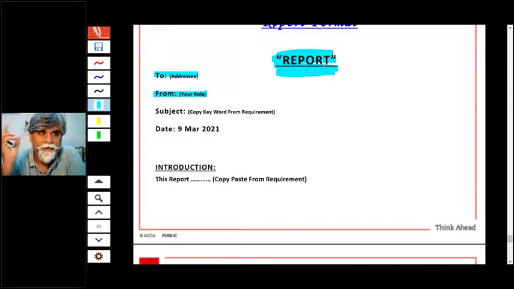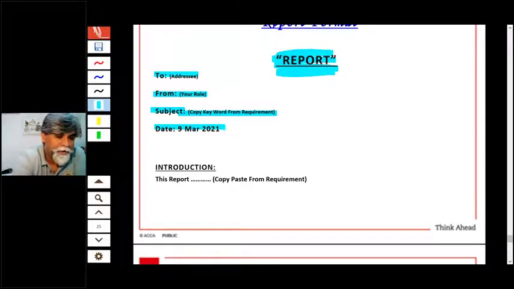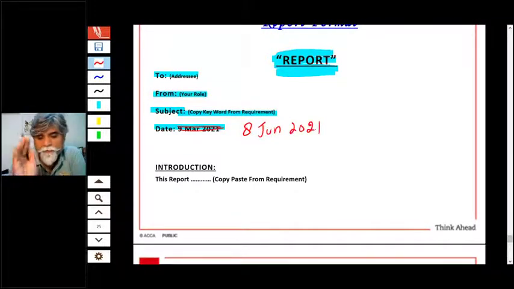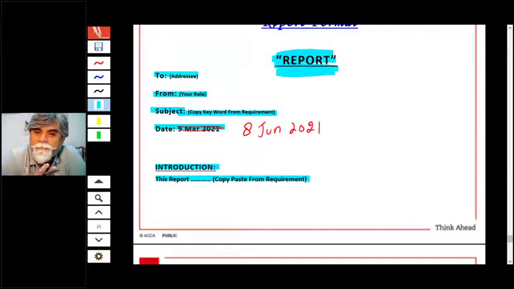Never ever write your name in your paper. Do not write your name under From. Never write SBL student. Your role will be defined in the SBL paper, so you need to write your role. Then there will be a short subject, which you can copy the keyword from the requirements, and there will be a date, and the date should be the date of your paper, which is, I think, 8 June 2021, if I'm not wrong. And then there will be a heading called introduction, and it will say this report, and you can copy paste from the requirement. It is as simple as this, and this can help you score 1 or 2 marks under professional skills. Very simple.